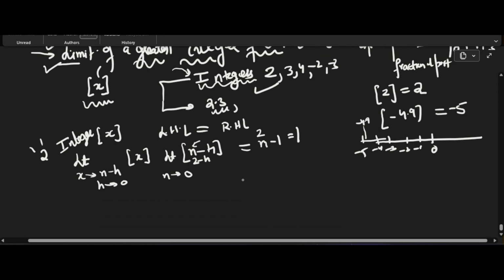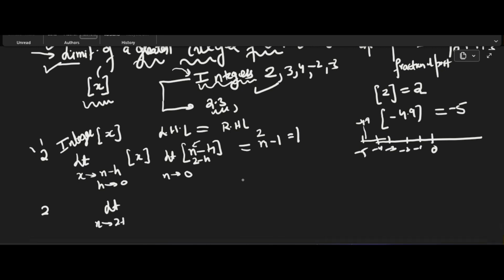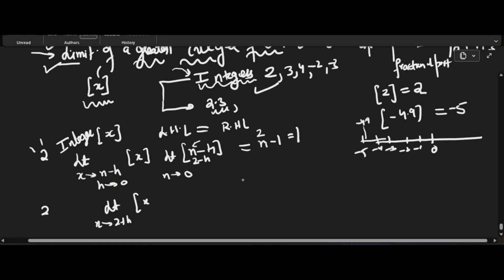Okay, now x is an integer, say 2. So we will find the right hand limit for the greatest integer function. This is the limit as x tends to 2 plus h, with h tending to 0. If you put the value 2.01, a very small value for h tending to 0, you will get the answer as 2.